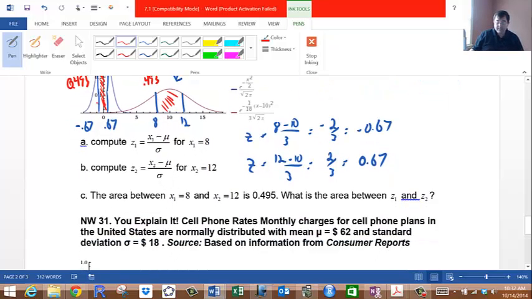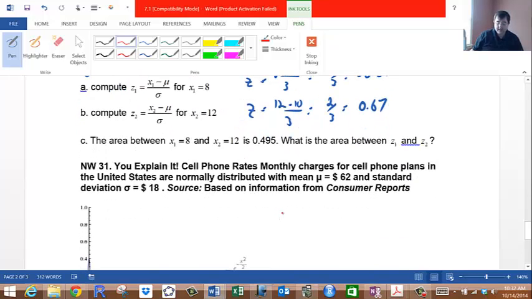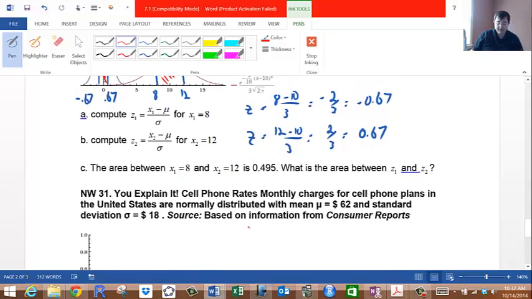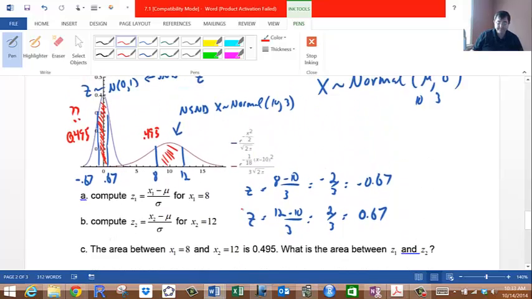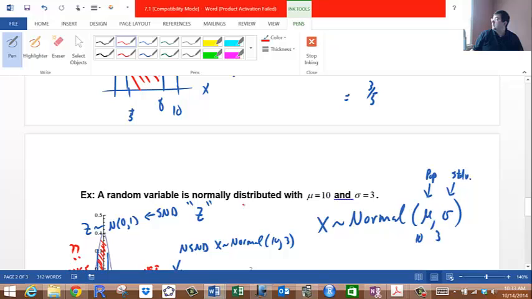I wanted to share with you the importance of area under the curve being probability. And this one here, you can try to work through. Okay, so fantastic, 7.1, and I will see you guys back for 7.2.